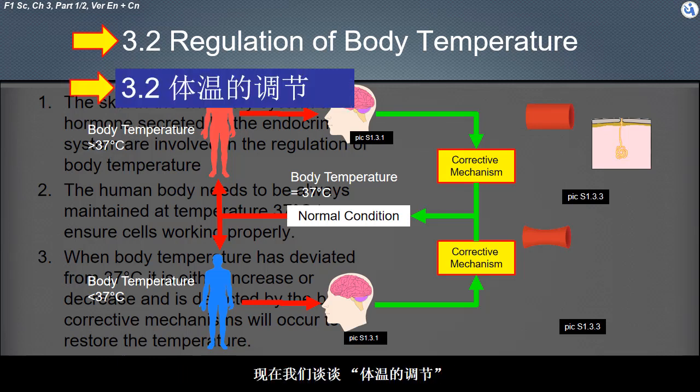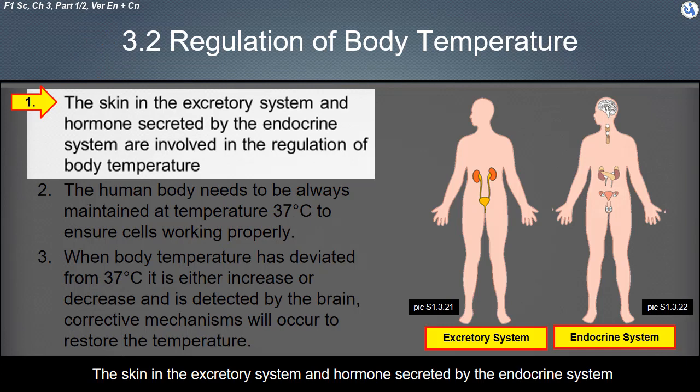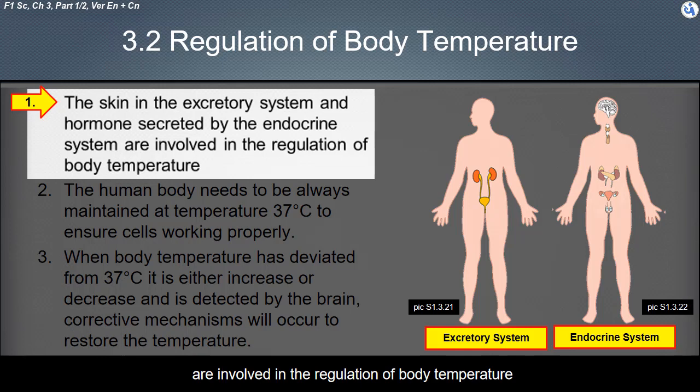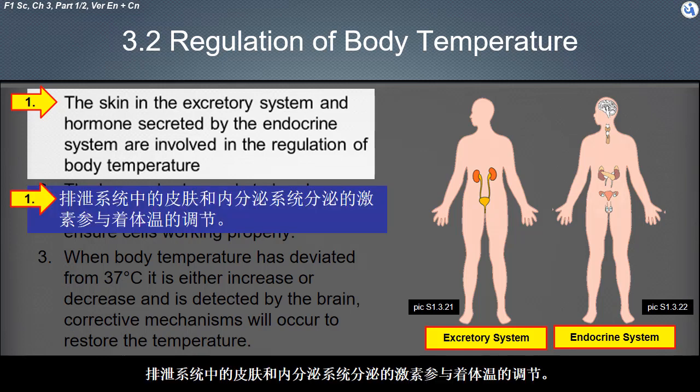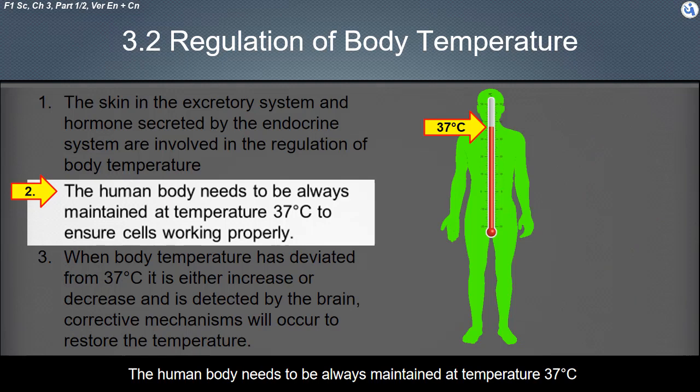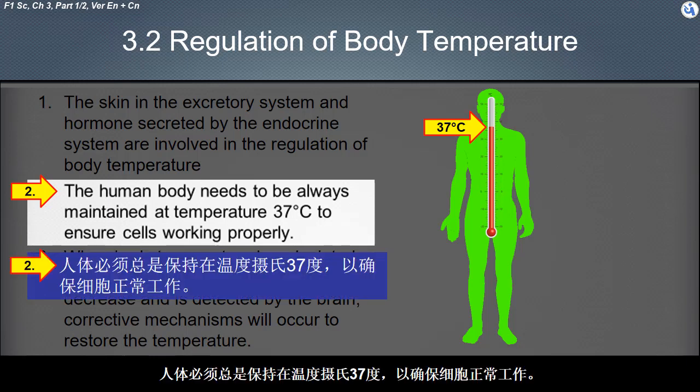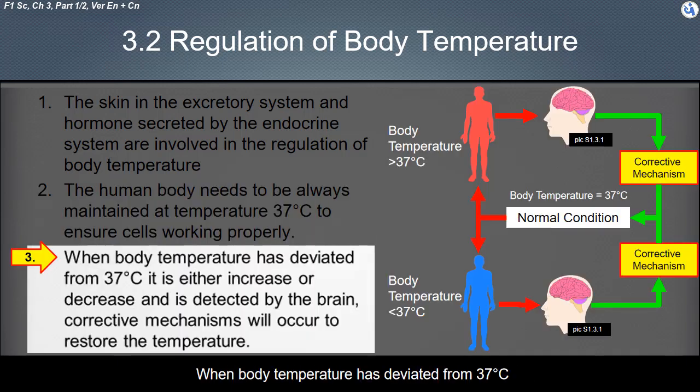The skin in the excretory system, and hormones secreted by the endocrine system, are involved in the regulation of body temperature. The human body needs to be always maintained at a temperature of 37 degrees Celsius in order to ensure cells working properly.